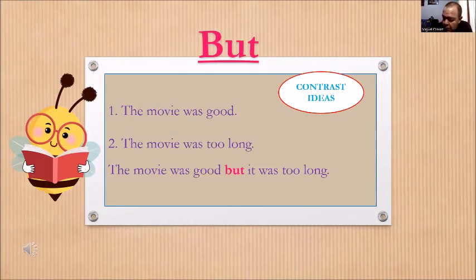We use the conjunction but when we want to show an idea that contrasts with another, that is different or opposite. The movie was good. The movie was too long. The movie was good, but it was too long.